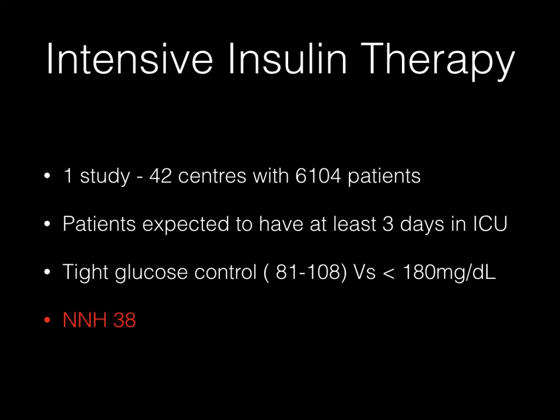Intensive insulin therapy, you know the Belgium study, which was done in 42 centers, 6,000 patients, patients expected to have at least 3 days in ICU, a very tight control. They did 81 to 108 versus less than 180 milligram per deciliter. The number needed to harm was more than 38. They found more incidents of hypoglycemia, more cardiac events, and no decrease in ICU length of stay or anything.